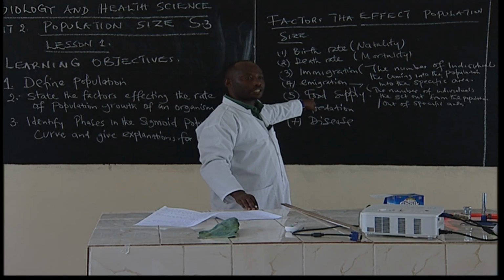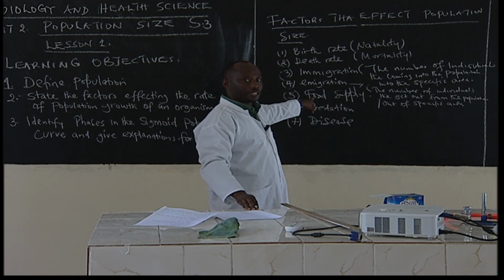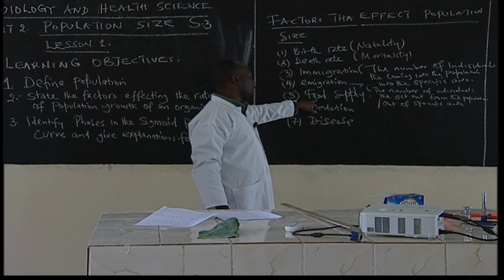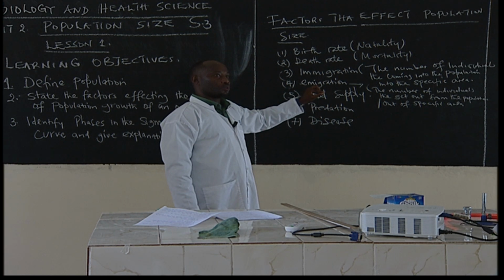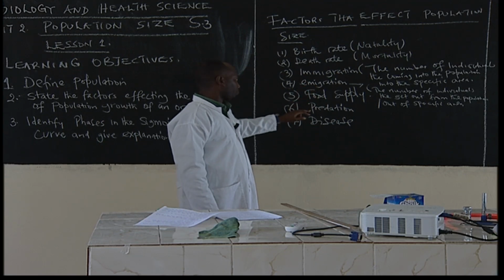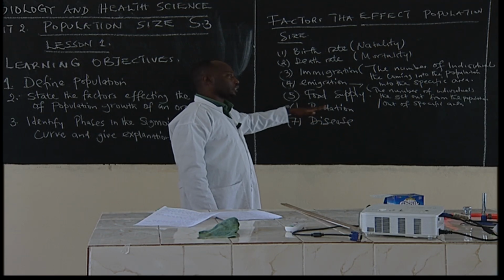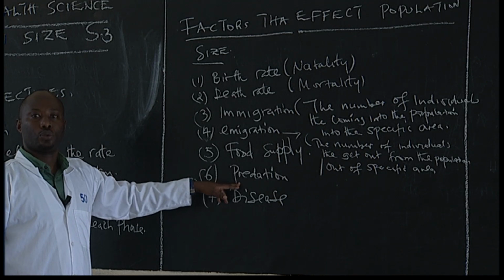When the food is abundant, when the food is in excess, that favors the population to increase very rapidly. And once the food supply is very low, that also affects the population size. I talked about predation. When predation is very high, the prey are going to decrease because the predators will just be feeding on prey, and eventually the number of prey are going to decrease.